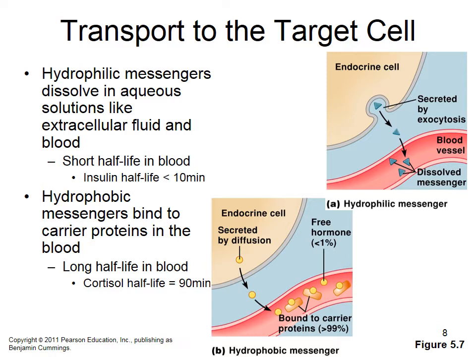Hydrophobic chemical messengers, because they don't want to dissolve in water, have to be bound to a carrier protein. So that means less than 1% of a hydrophobic hormone is free at any given time, free to be excreted. So hydrophobic chemical messengers have long half-lives. Right? They stay in the bloodstream for a long period of time. Cortisol's half-life is 90 minutes, which isn't even that long for a steroid hormone. Estrogen and progesterone and testosterone all have multiple hour-long half-lives. Okay, so because they stay in the bloodstream for longer, they have longer-lasting effects.